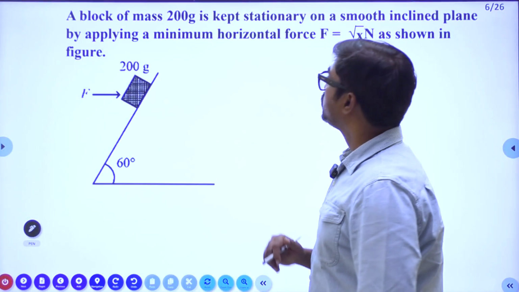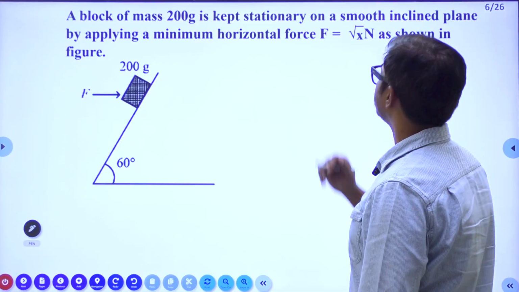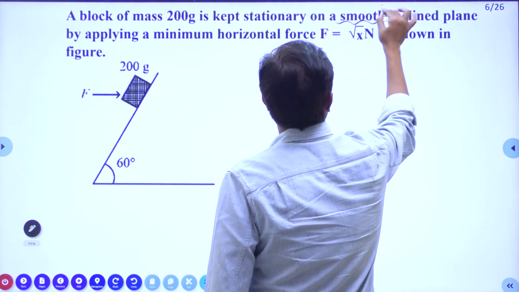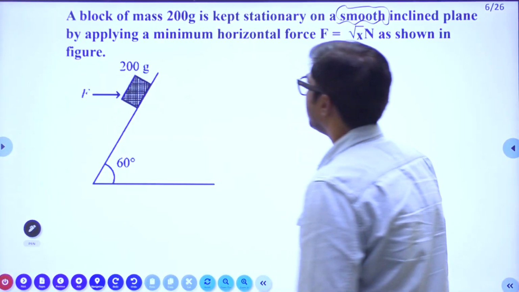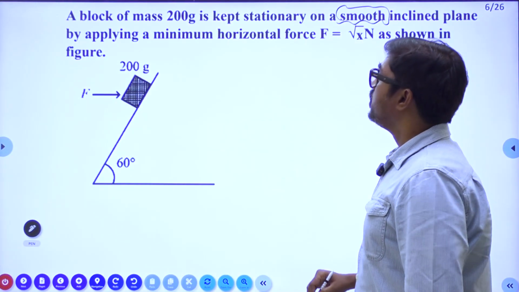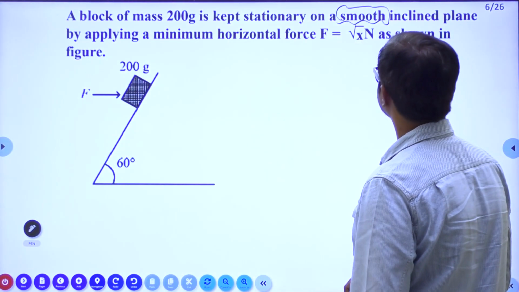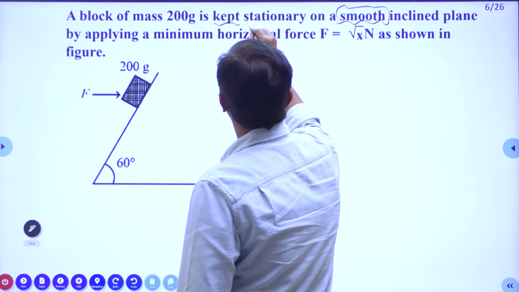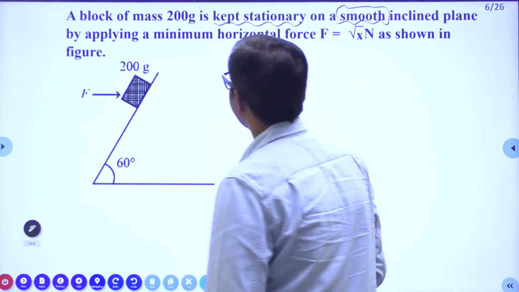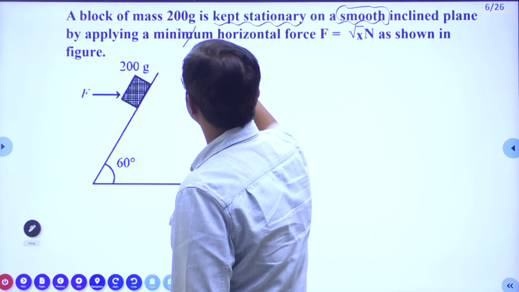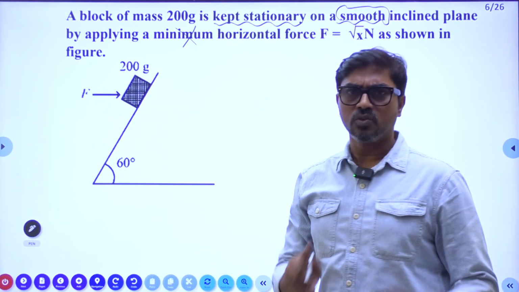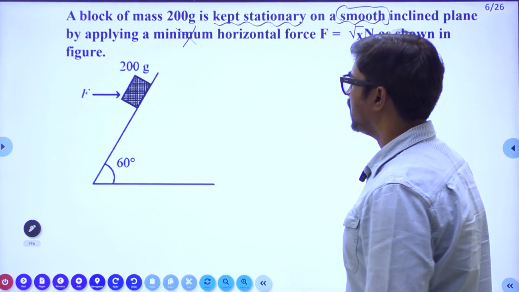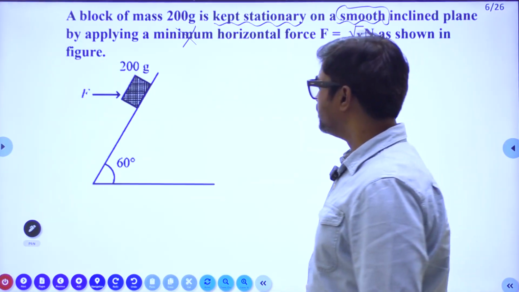A block of mass 200 grams is kept stationary on a smooth inclined plane. So they gave smooth. That means friction is not considered. By applying a minimum horizontal force F equal to root x Newton, as shown in the figure. So we need to keep it at rest. Then I think minimum is not correct. Minimum is not going to be just one unique value because it's a smooth surface. But anyway, let's solve it.